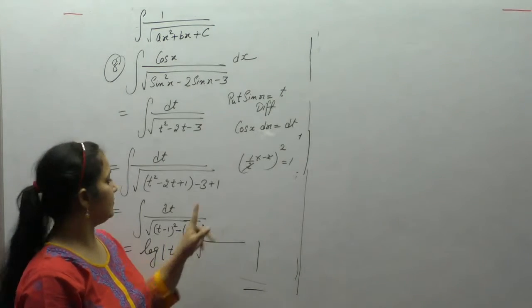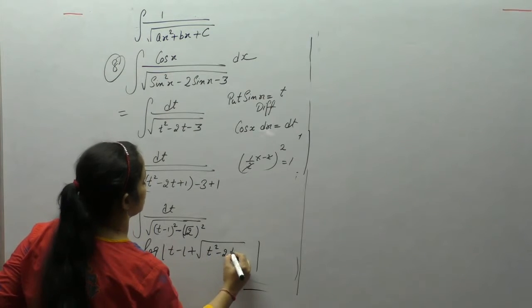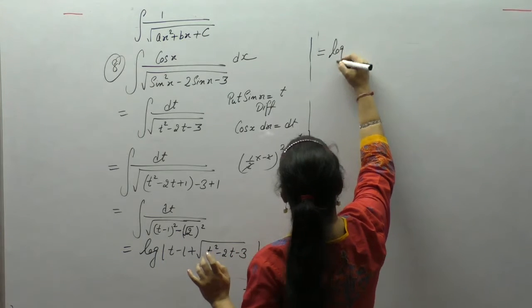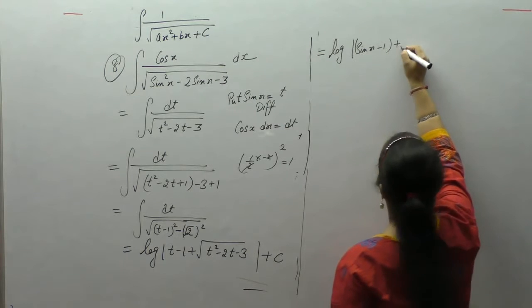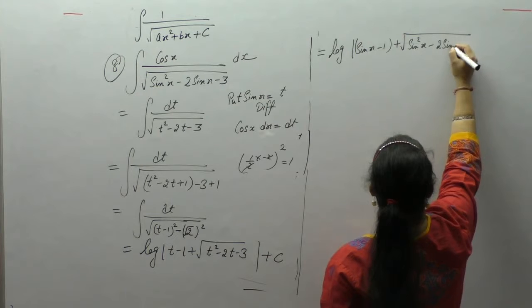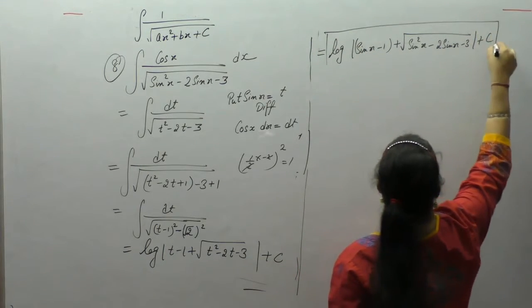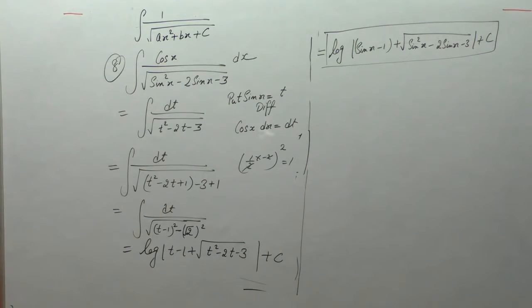First we write this step. This ultimately gives t square minus 2t minus 3. Put the value of t. T is sine of x. So the answer is log of sine x minus 1 plus square root of sine square x minus 2 sine x minus 3, plus c.